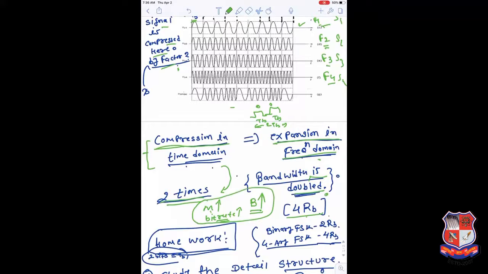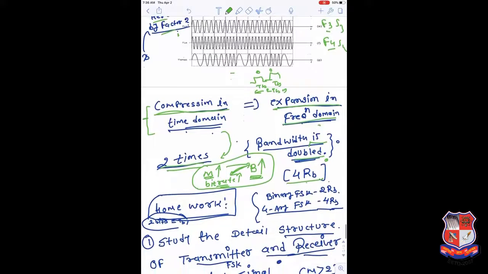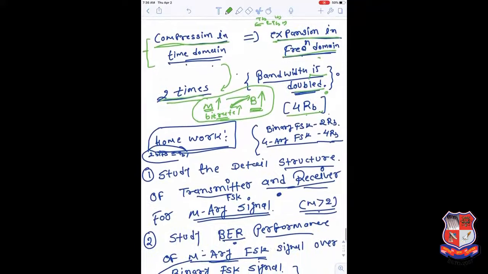So there is a trade-off, a very well-known trade-off. If you take the advantage of a higher bit rate by increasing the value of M, then you have to suffer with a higher bandwidth also. This is a very well-known trade-off in a communication system. So we conclude this lecture here.